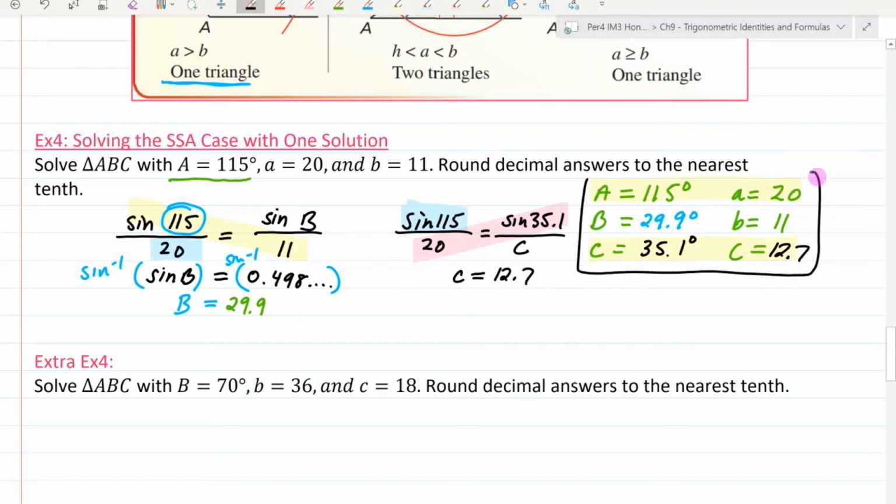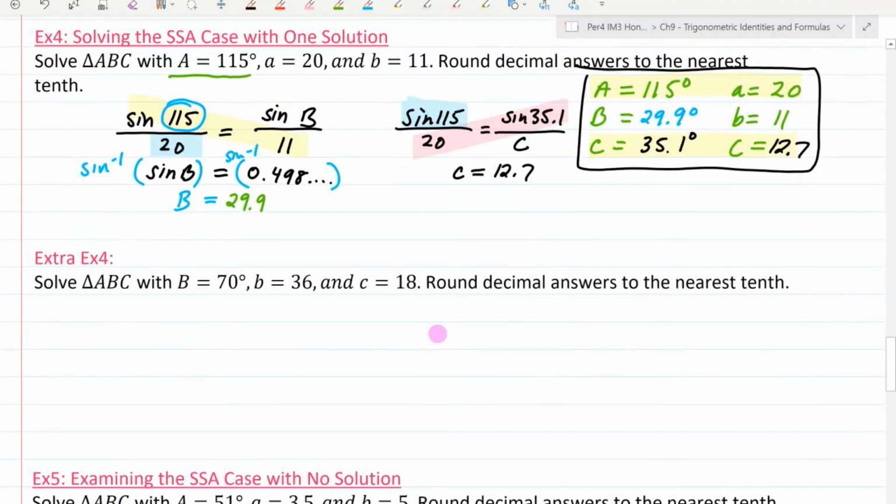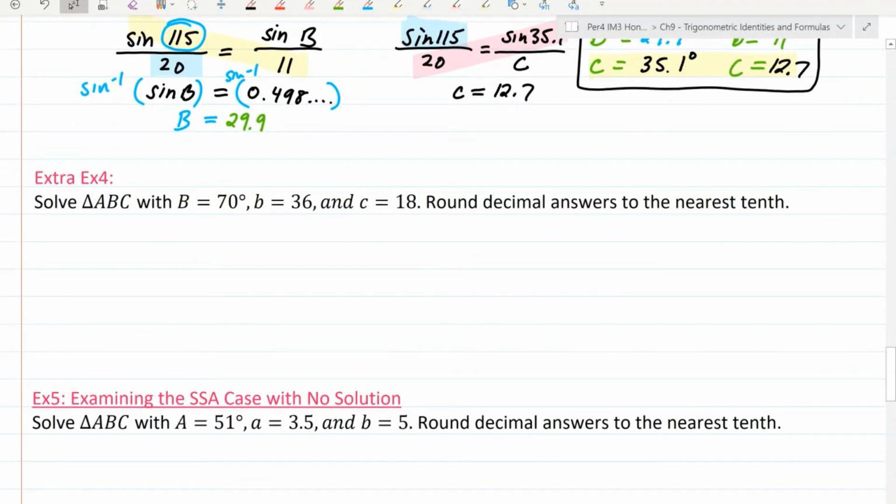And that's that. So go ahead and try the next one on your own and see how you do there. In this case, you can pause the video. They give us angle B and it's 70 degrees, which is not obtuse. So I am actually going to go over this with you and show you how you would check for a second triangle. Let's go ahead and set this up.